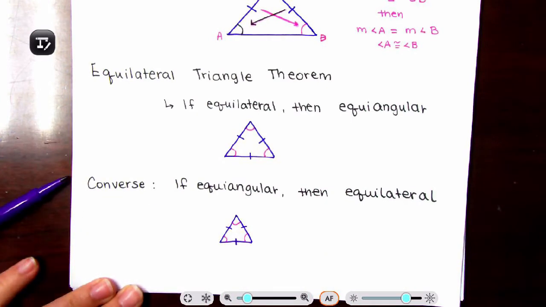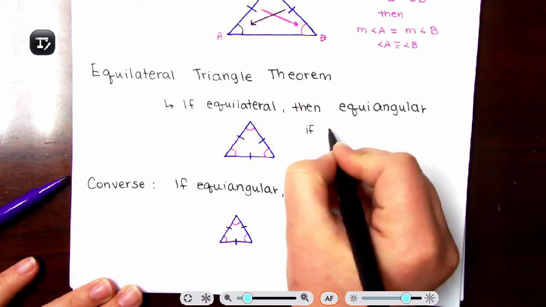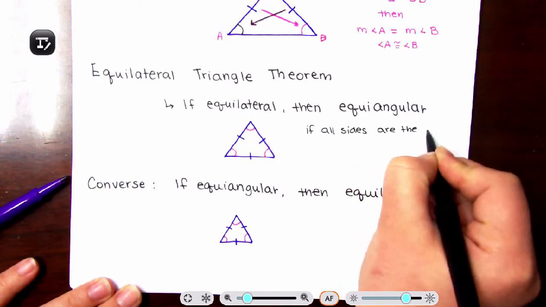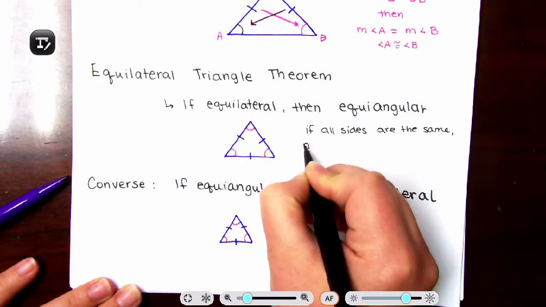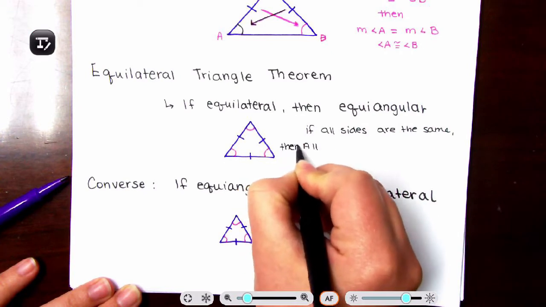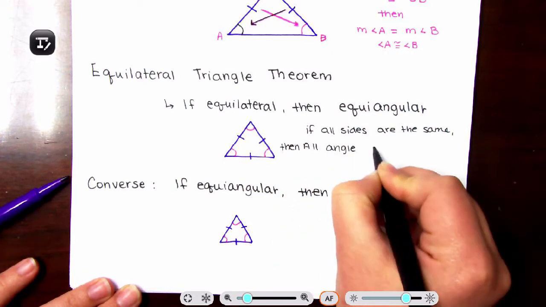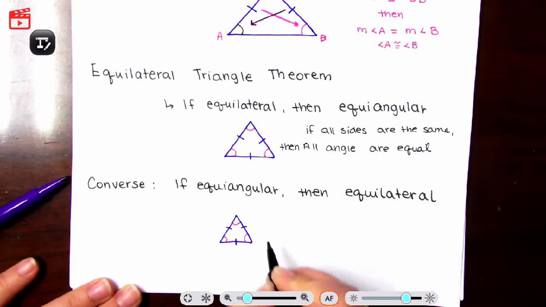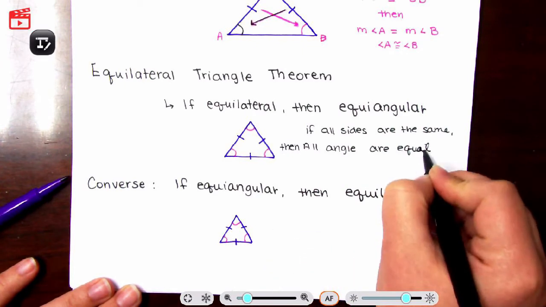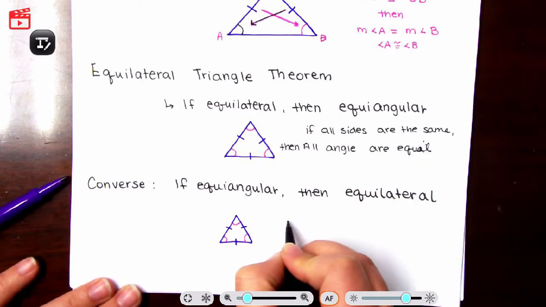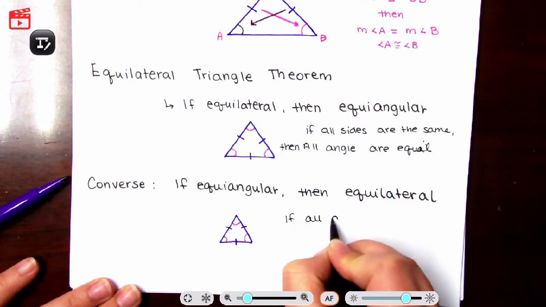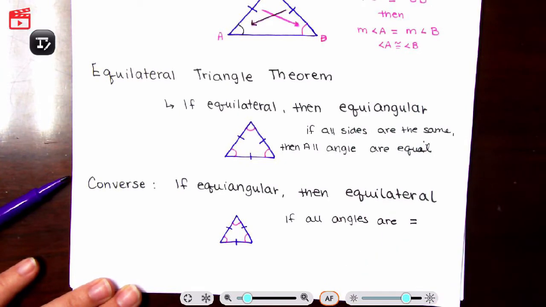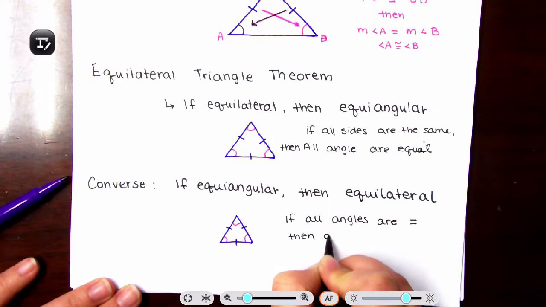So let's go back and do our if and then statements. So if all sides are the same, then let's put our then statement: all angles are equal. Equal, equal, equal. Now I'm stuck on that one. That's okay. And then if all angles are equal, then all sides are equal.